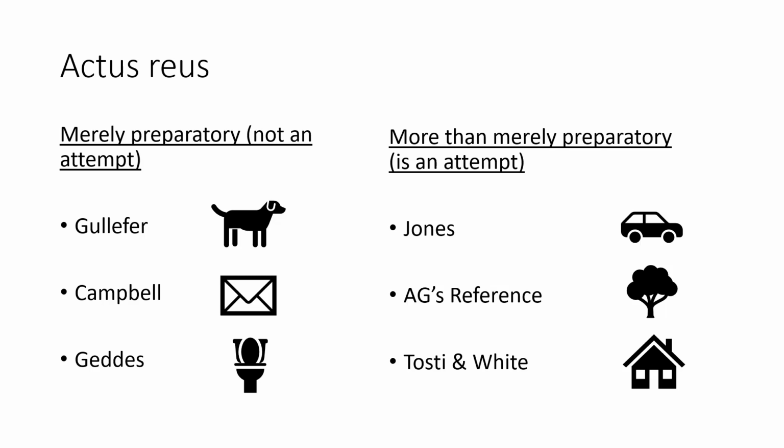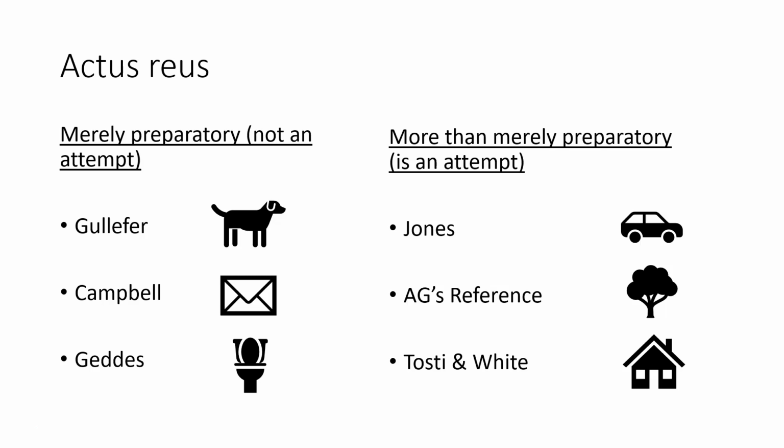So again, that was merely preparatory and not an attempt. Geddes, he was found in school toilets. He didn't work there, or he had no right to be there, and he had duct tape, rope and a knife on him, and obviously he was charged with attempted kidnap. And they said he was merely preparing because they said he would have actually had to have approached a child for it to move into that next phase of being more than merely preparatory.